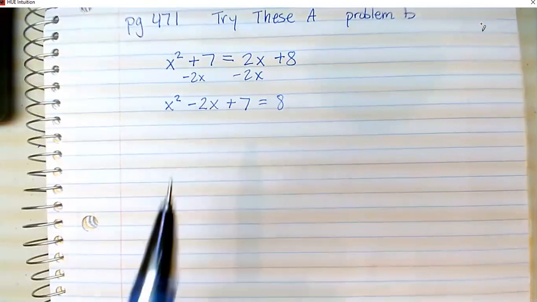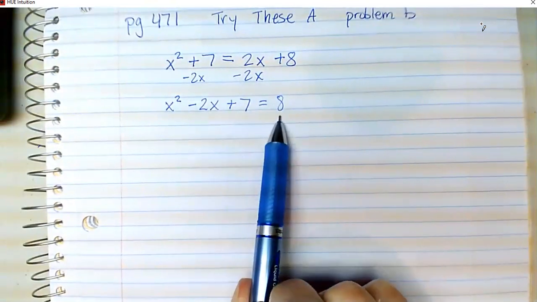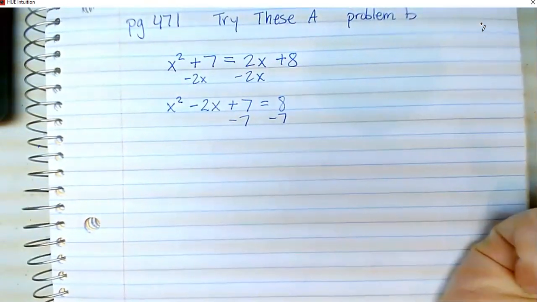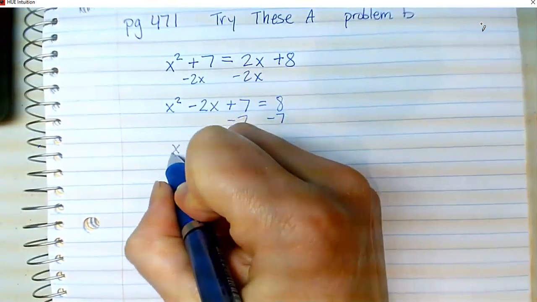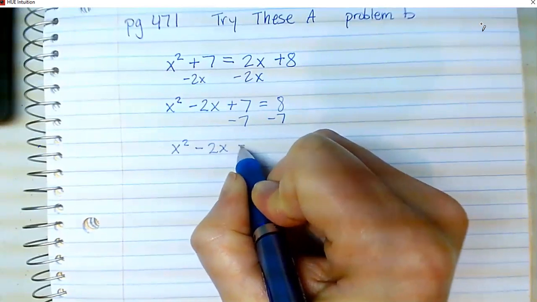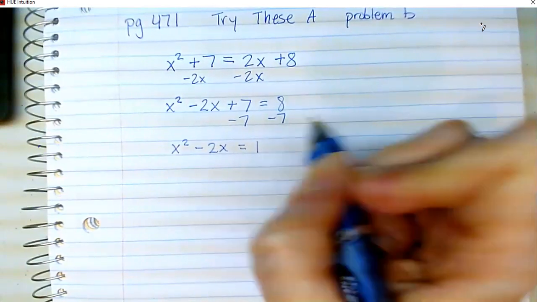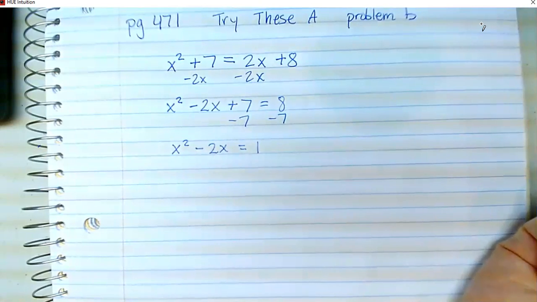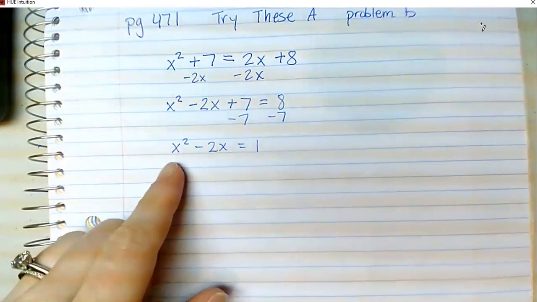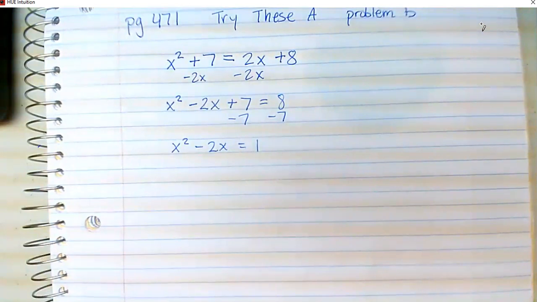Like I said, I'm going to take the constant terms now and move those over to the right-hand side. So this positive 7, I'm going to move to the right by subtracting. So that's going to give us x squared minus 2x equals 8 minus 7 is 1. Okay? So that was essentially step 1 from the previous example, where we were isolating the variable terms. So we got those all over here on the left-hand side together.